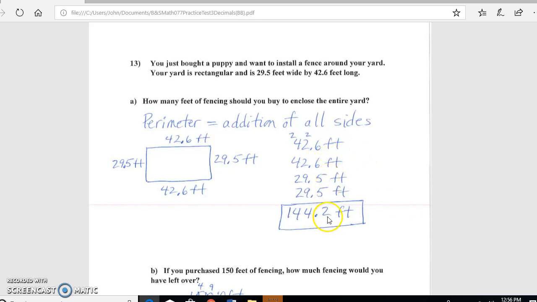We put the 2 down and carry the 2 over to the ones place. And when we add up this column, we're going to have 24. We put the 4 down, carry the 2 over to the next column to the left. And when we add up this column, we get 14. So the total length of fencing that we need is 144 2/10 feet.